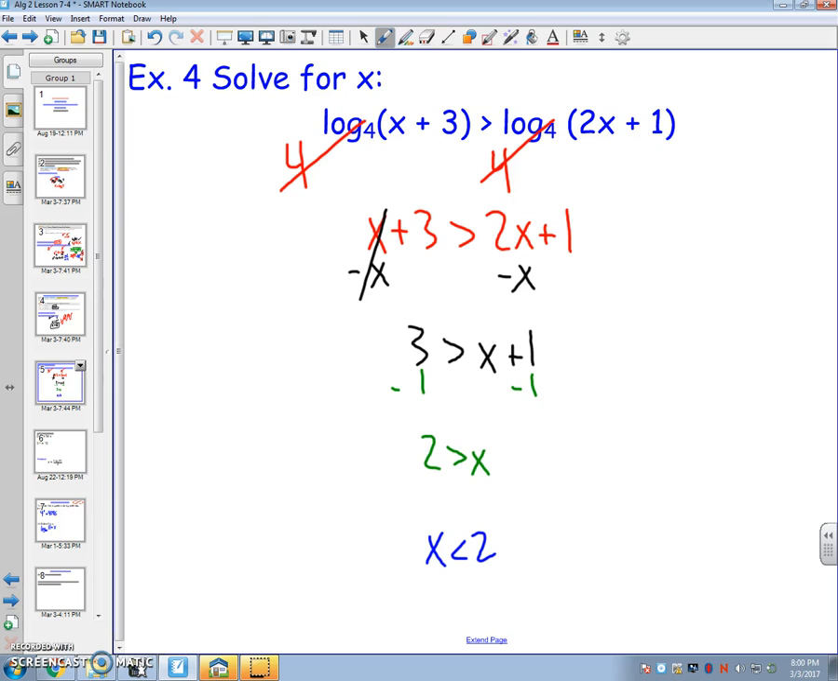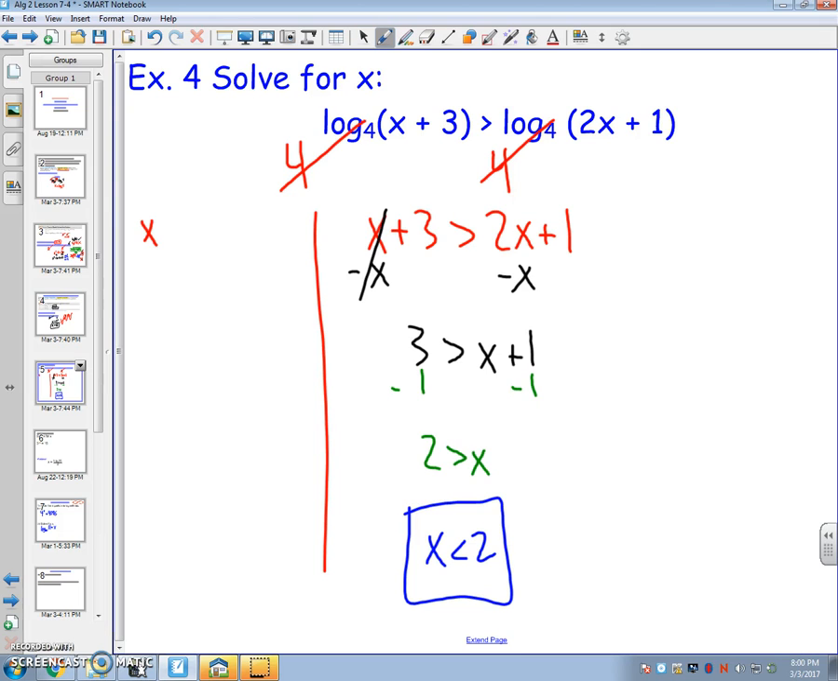Now, x can't become, say, negative 10, because if I put negative 10 in this left one, negative 10 plus 3 is negative 7. You can't take the log of negative 7. That's why I have to find the smallest it can be. So this is only part of my answer. That's why I have to set each log equal to 0. It has to be greater than 0, really. So let's do this. I'll do red.